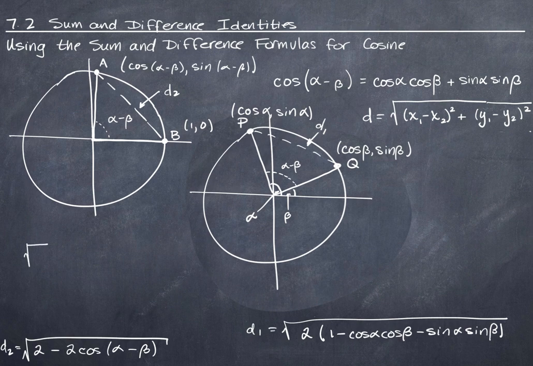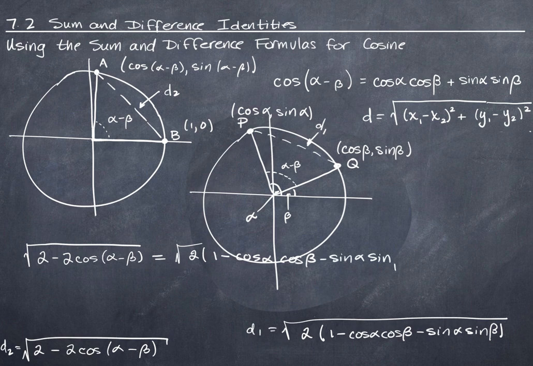The square root of 2 minus 2 times the cosine of alpha minus beta is equal to the square root of, I'm going to have to write over my circle here, but I don't think there's really anything for it, 2 times (1 minus cosine alpha cosine beta minus sine alpha sine beta). Close parentheses, that's all under a square root. Now I'm going to square both sides. So I'm just going to end up removing the square roots.